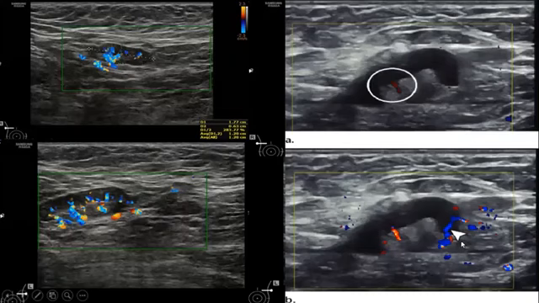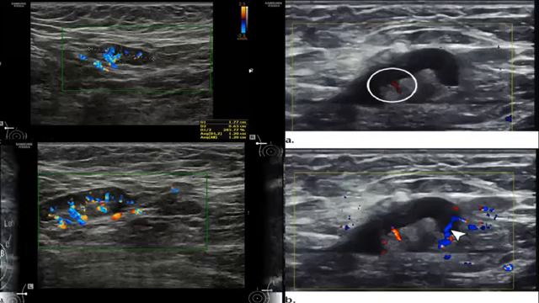Look at this one, it is symmetrical cortical thickening. However, look for the cortical peripheral vascularity, and even here, this is the vascularity. These are definitely abnormal vascularity in a case of malignant lymph nodes.